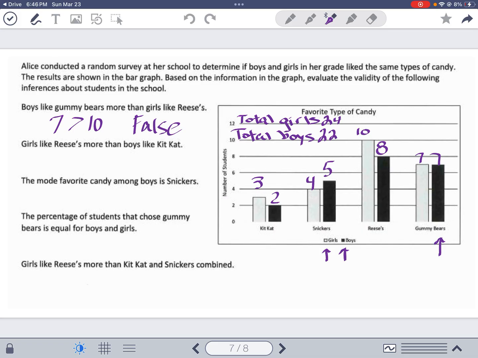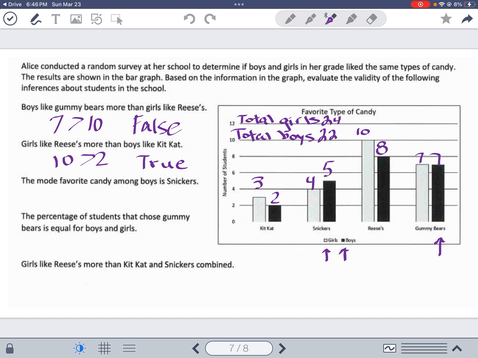Okay, let's make sure I don't make a mistake this time. Girls like Reese's, so girls and Reese's was 10, more than boys like Kit Kats. And boys with Kit Kats is 2. And so that one is true.